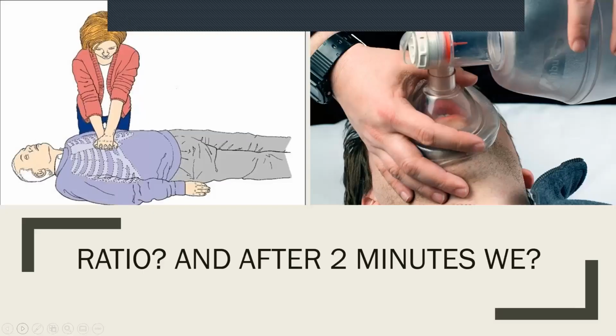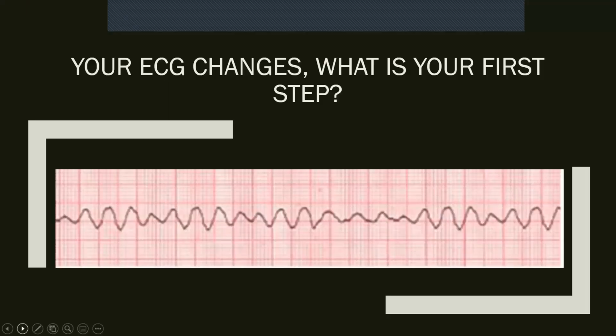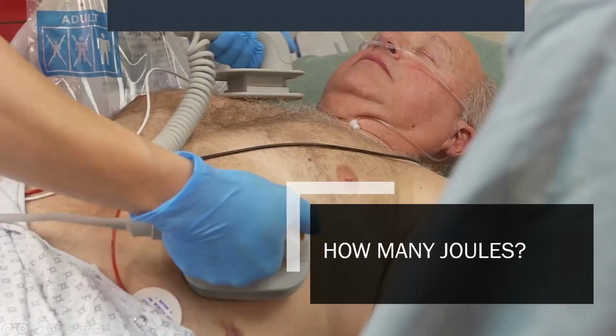Okay. And then we continued. We gave compressions and we gave bag mask. And then after another 2 minutes had gone by, then we gave adrenaline again. And that was when our ECG changed to a ventricular fibrillation. Once it changed to a ventricular fibrillation, we did the first thing, which was shock. We didn't answer how many joules, but it should be around 200. Okay, and you can go up from 200 as well. And it depends on the machine as well.